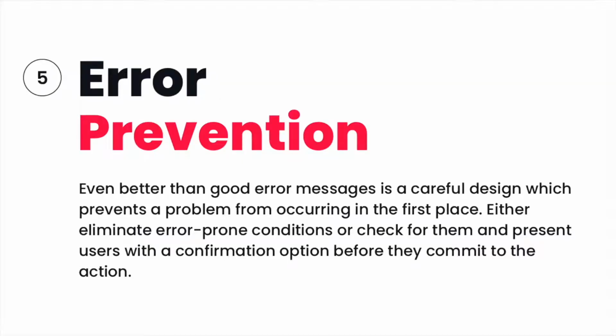Fifth is error prevention. Even better than a good error message is a careful design which prevents a problem from occurring in the first place. Either eliminate error-prone conditions or check for them and present users with a confirmation option before they commit to the action. We should create our design in such a way that it prevents users from making mistakes.